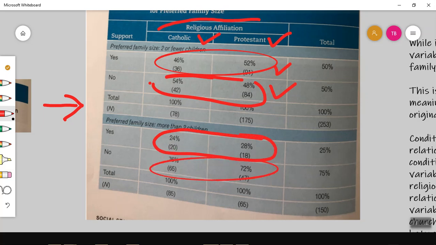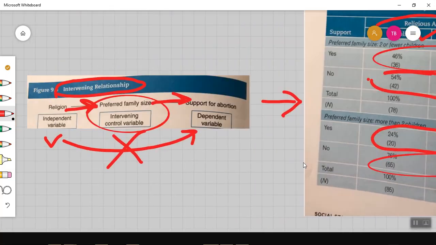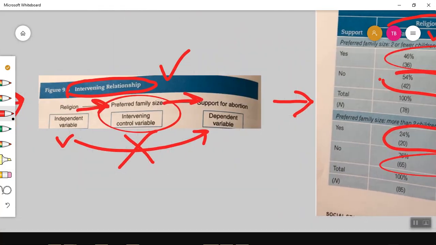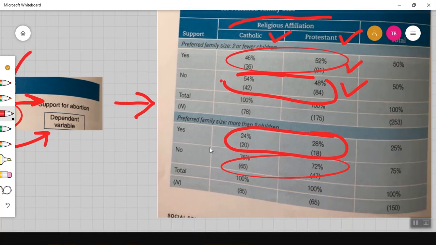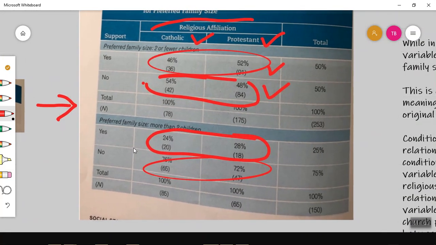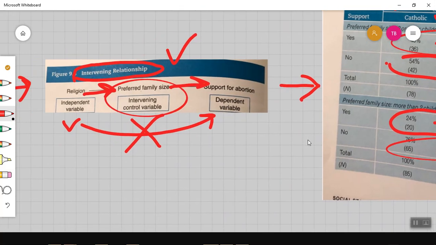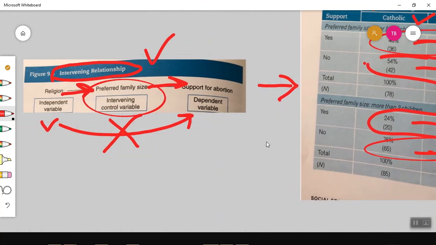So what you can conclude then is the way this kind of proves that there's an intervening relationship is that once you combine the variables with the intervening relationship, you start to see these differences disappear, suggesting that the support for abortion between Protestants and Catholics has less to do with religion and more to do with preferred family size.